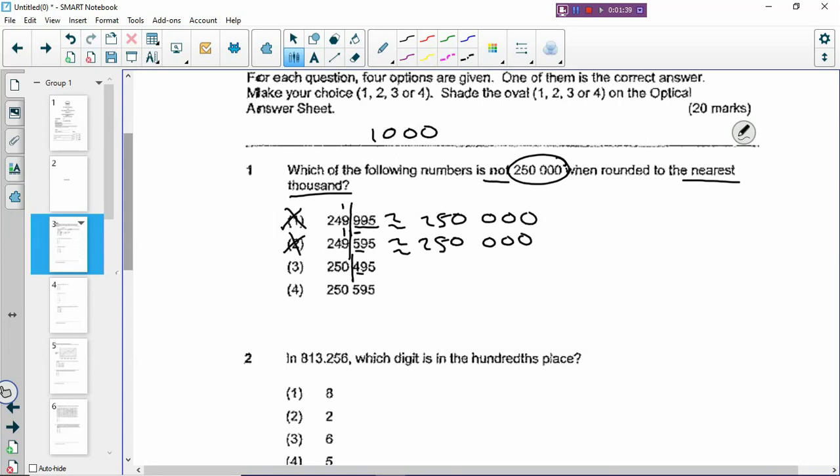250,495. Do the same thing. Draw a line. Look at the digit nearest the line. And is it 5 and bigger? No. So you don't add 1. So you will still get 250,000, which is not what I want.